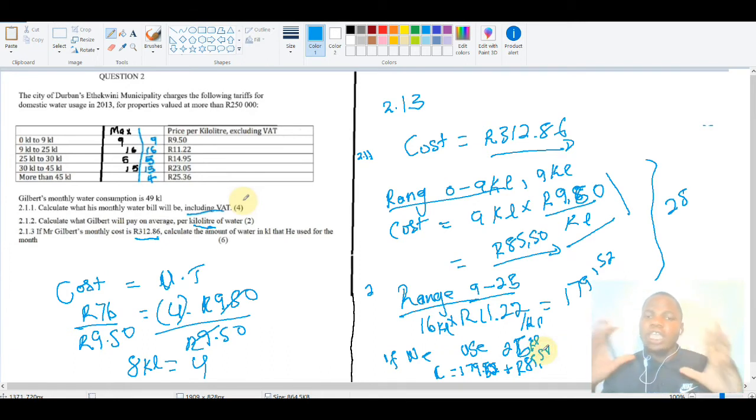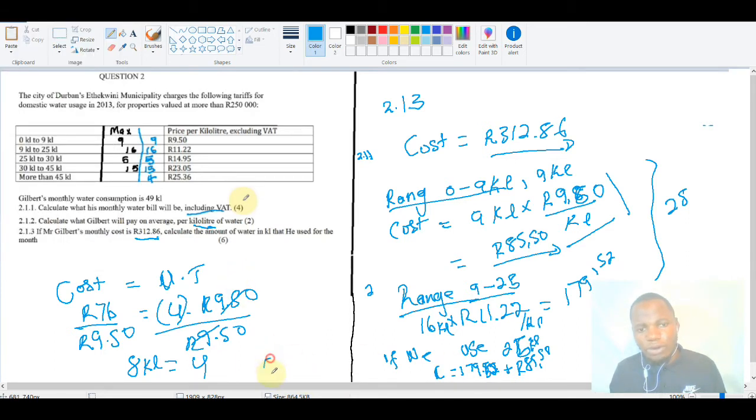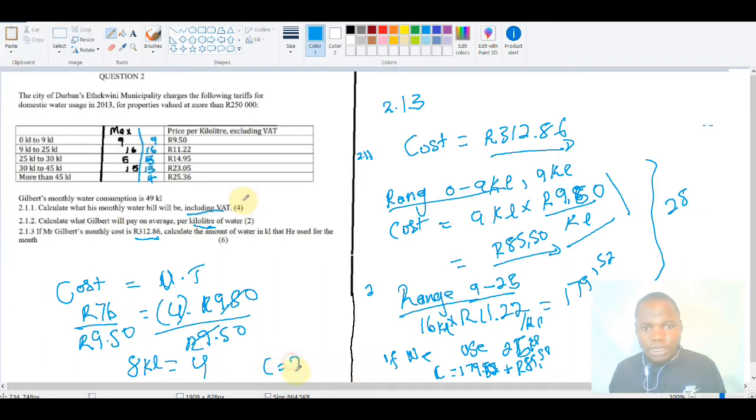To see if we use 25, that means our cost is what? Our cost, then you say 85 plus 179.85. What is the cost? The cost in that case becomes 265 rand. So if you use 25 kiloliters of water, your cost becomes 265.02.